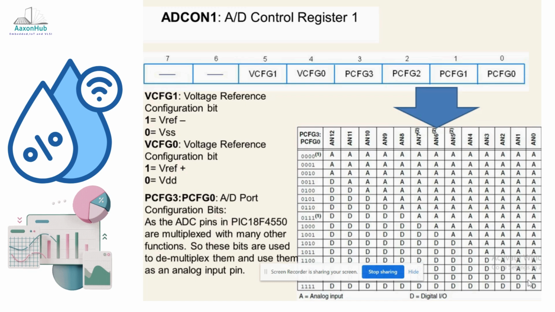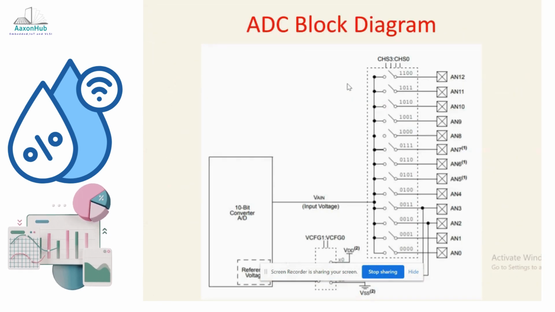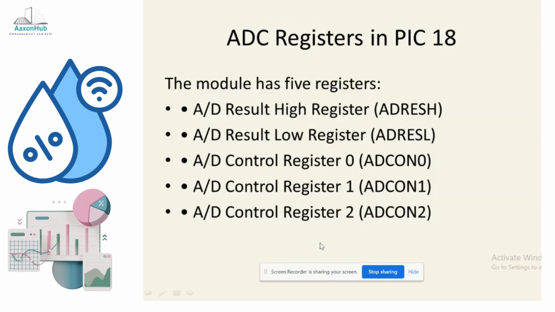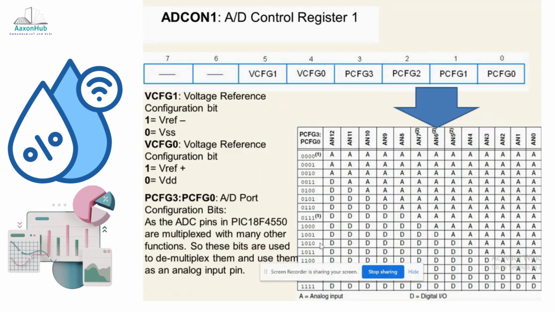Next control register is the ADCON1 register. This ADCON1 register will help you select your reference threshold voltage. The reference configuration bits are specified in the diagram, and those bits are resident in the ADCON1 register. So these are the contents of your ADCON1 register.